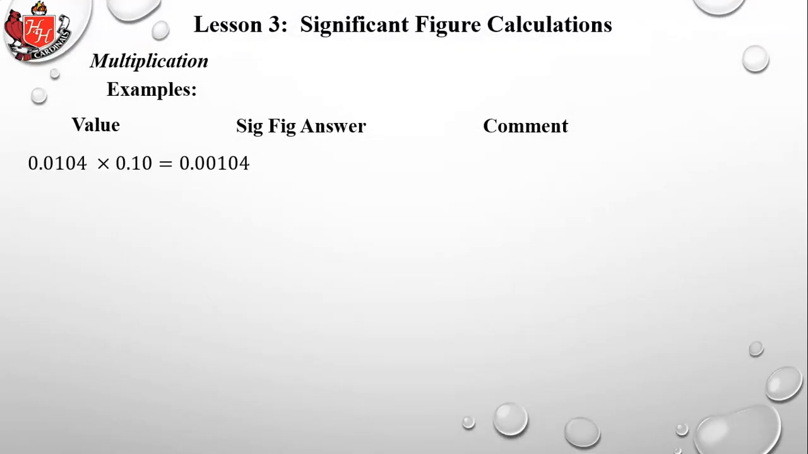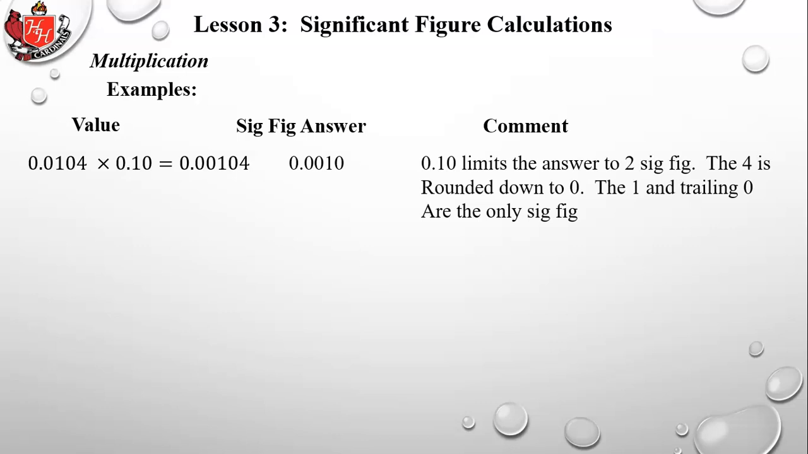Okay, so let's do some more here. What's this going to be? There's your calculator answer. Okay, that's going to be your sig fig answer, all right? The 0.10 in the multiplicand, one of the numbers you're multiplying, limits it to 2 significant figures, so your answer can only have 2 significant figures. You can't have that 4. The 0.10 limits the answer to 2 sig fig. The 4 is rounded down to 0, and the 1 and trailing 0 are the only significant figures.